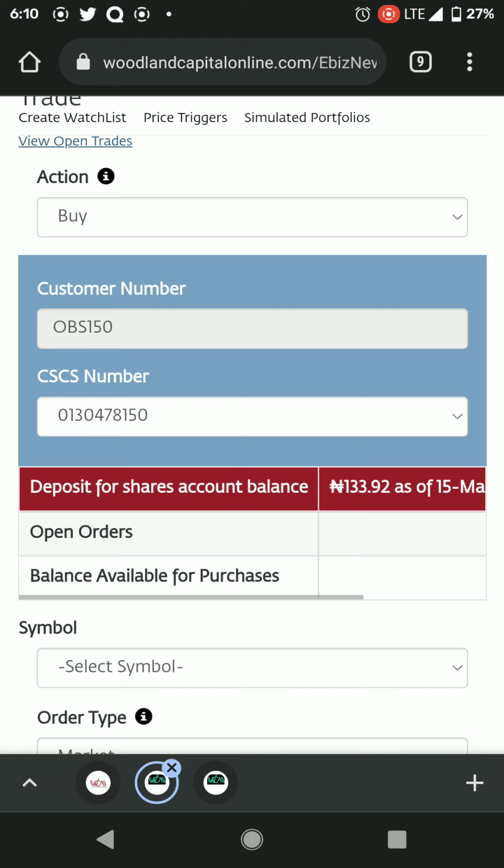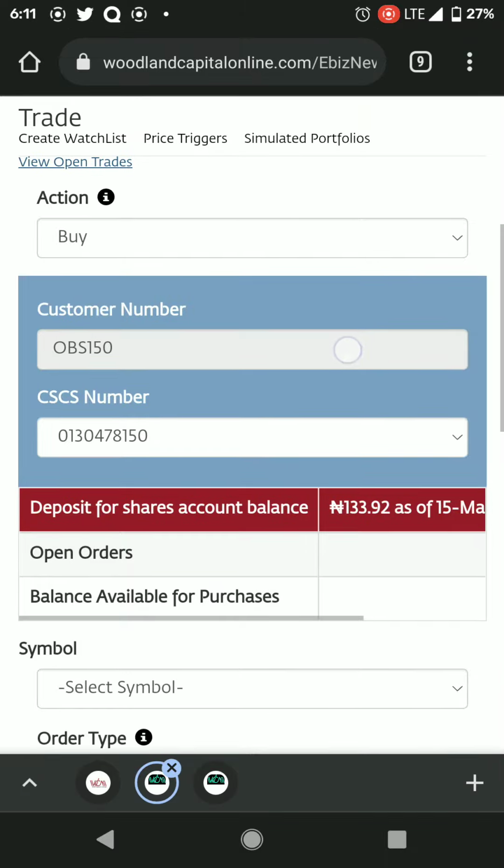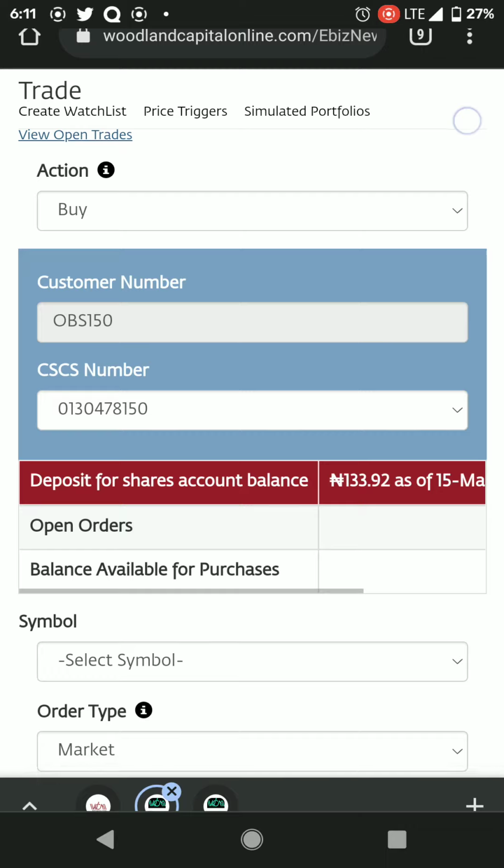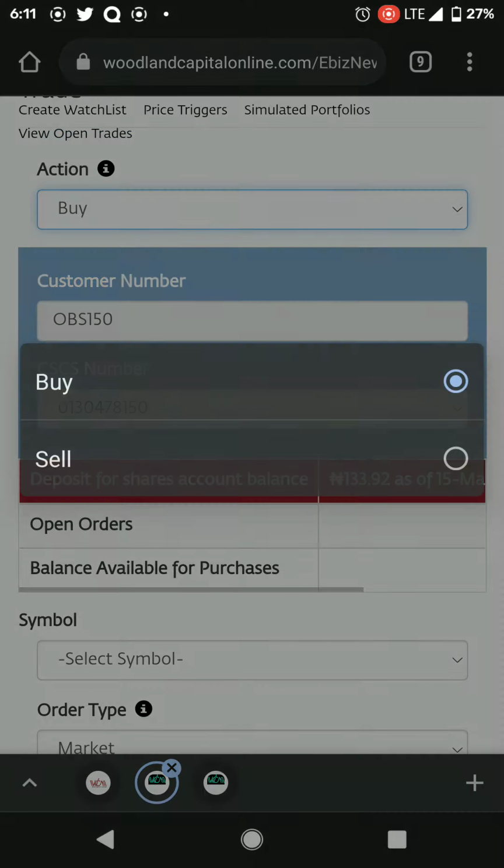So let's just go on. I have to create other videos to be able to explain some of the nuances related to some of these functions. But today I just want to show you how to place a simple buy and a sell trade. So for a buy trade, the system already has it set on buy.